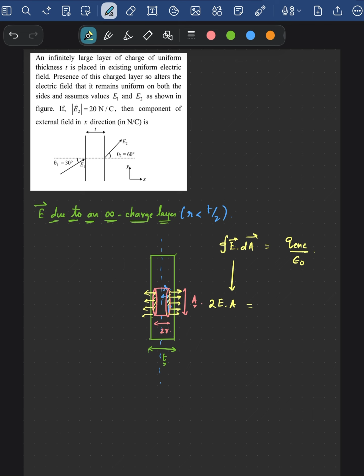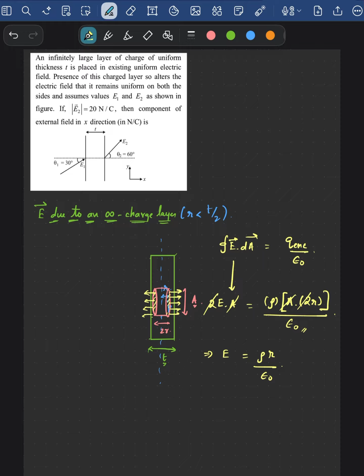The charge enclosed here is nothing but the charge inside the cylinder. So that will be charge density multiplied with the volume of the cylinder. Since we wrote in terms of area of cross section, it will be rho into A into length of the cylinder, which is 2r. So this will be your charge enclosed divided by epsilon naught. So from this, what will we get the field value to be? 2 and 2 get cancelled, A also gets cancelled. So we'll get the field value to be equal to rho r by epsilon naught, right?